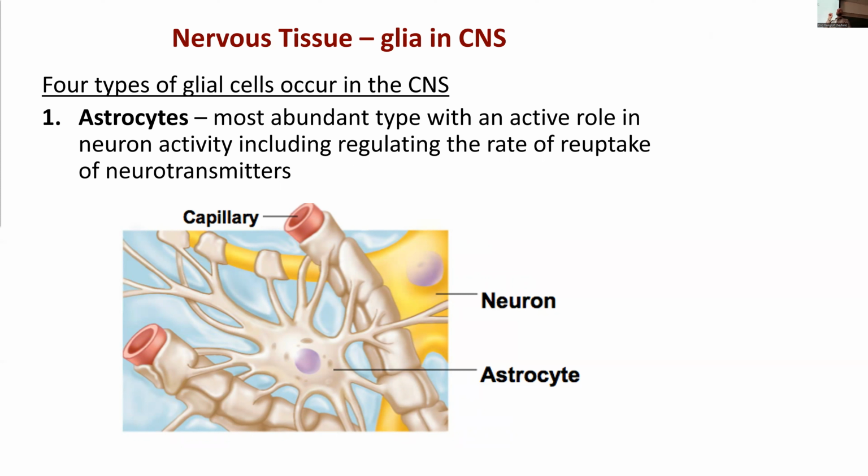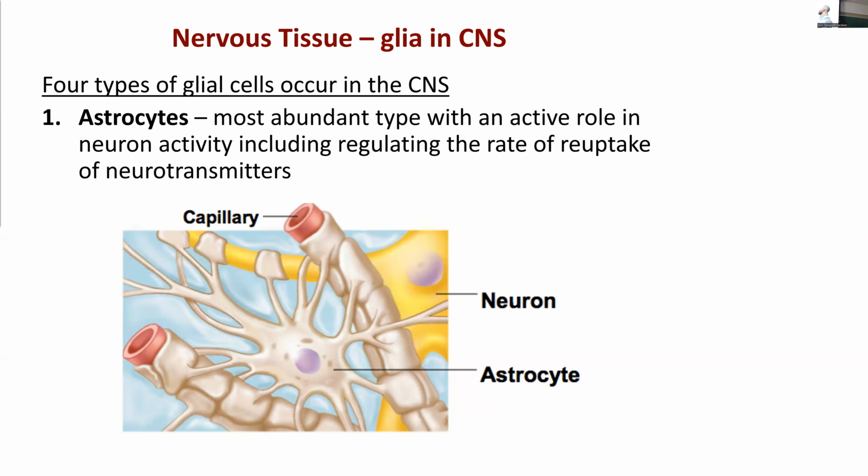So remember, at these synapses, neurotransmitters are released and then picked up by other neurons that are in close contact with those terminal boutons of the presynaptic neuron. Well, those neurotransmitters then float around, right? And so one of the roles of the astrocytes is to pick up those neurotransmitters and make sure that there's not too many or too little of them in circulation. So it helps to maintain that.